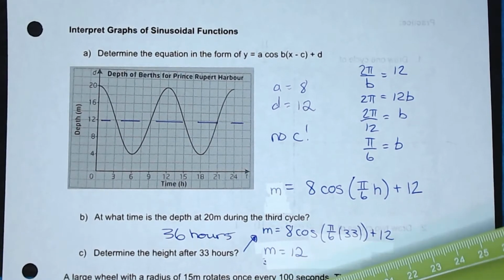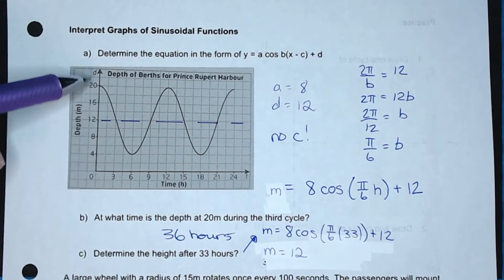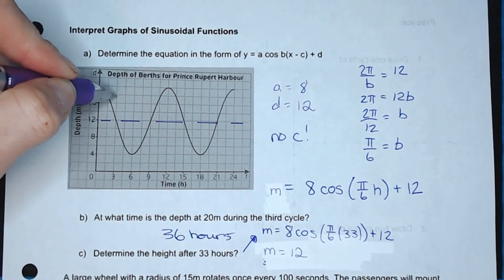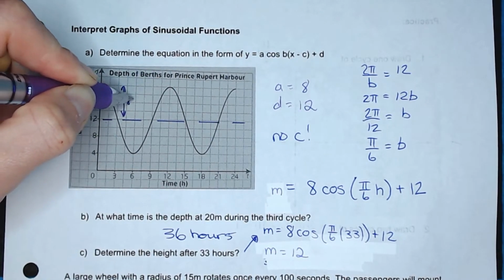Just draw that in there. That cuts our graph right in half. Now, because we know that, we can see our amplitude, or our value of A, the height of half of the graph. It goes from 12 down to 4. So that A value, up and down, is 8.